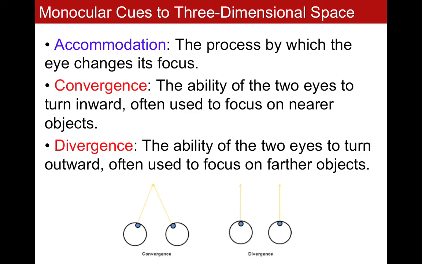Two other things that the eyes can do are convergence and divergence. So convergence is basically crossing your eyes, like turning them inwards to focus on something that's nearer to you. So if you focus on your finger and put it closer and closer to your eyes, you're going to cross them. You're going to converge them. Divergence is the opposite. So that's the ability to turn your eyes outward to focus on farther objects. So the visual system has access to these physical cues and uses them to help you infer the distance of objects that you're fixating on.